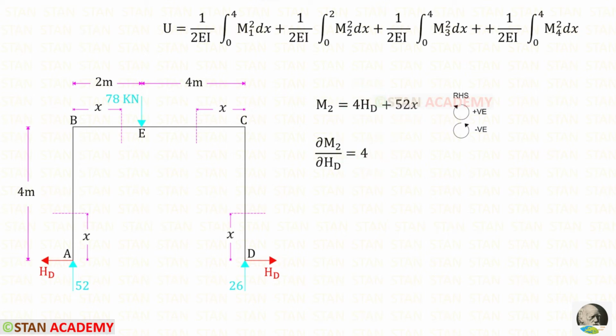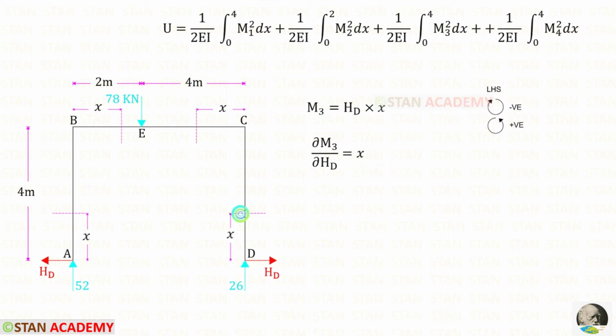Now let us find M2. Up to this section, we have HD and VA. HD is acting in the clockwise direction so it will be positive and the distance is 4. So 4 HD. VA is acting in the clockwise direction so it will be positive and the distance is x. So 52x. Let us partially differentiate M2 with respect to HD. For HD it will be 1. In this term there is no HD, so the differentiation will be 0. 4 into 1 it will be 4.